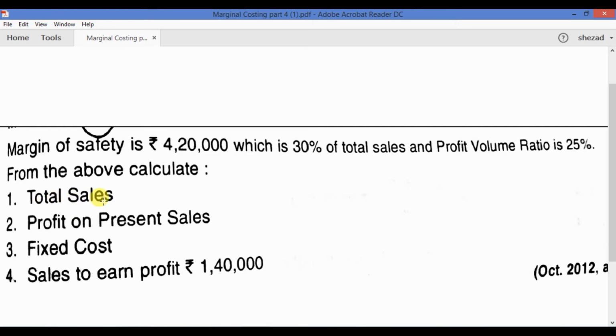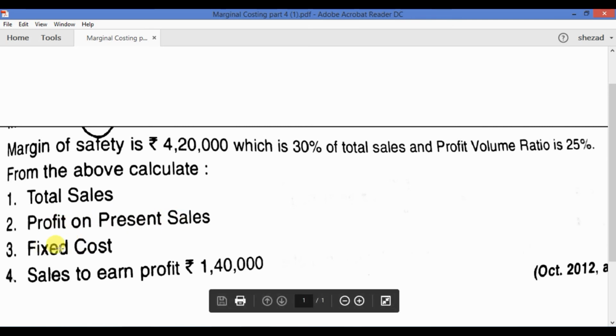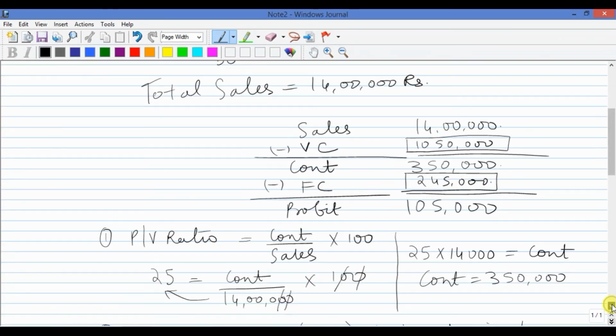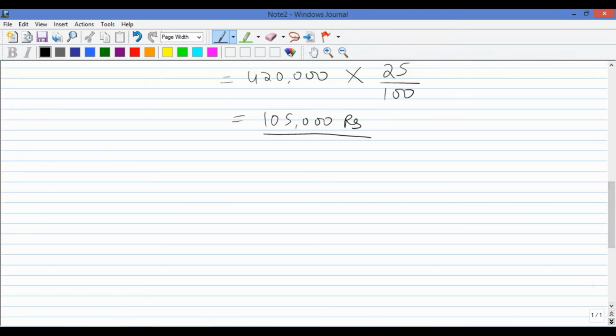Okay, so total sales, yes, we have found it. Profit on the present sales, yes. Fixed cost also we have found it. Now the last part is remaining: sales to earn a profit of 1 lakh 40. So how much would be the sales to earn a profit of 1 lakh 40?